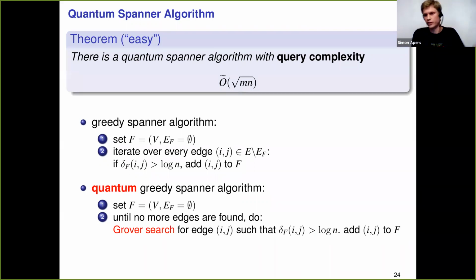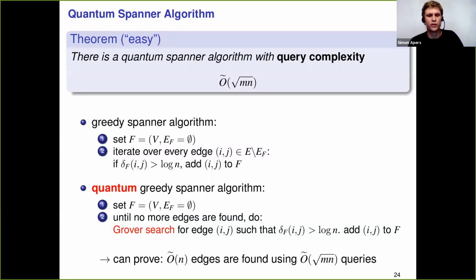And then when we find such an edge, we have to add it to F, and we just keep on doing that. And it's not too hard to prove that we'll find the O tilde n edges of the spanner in approximately square root mn queries.